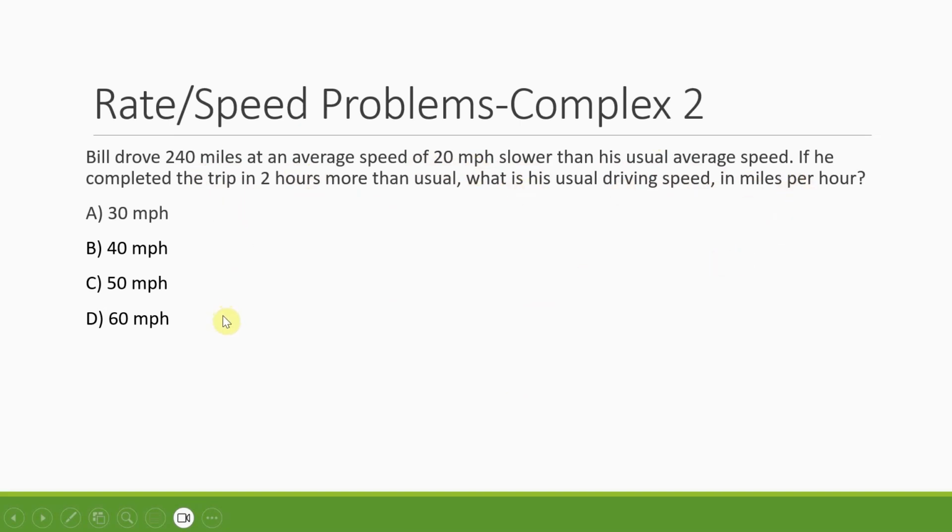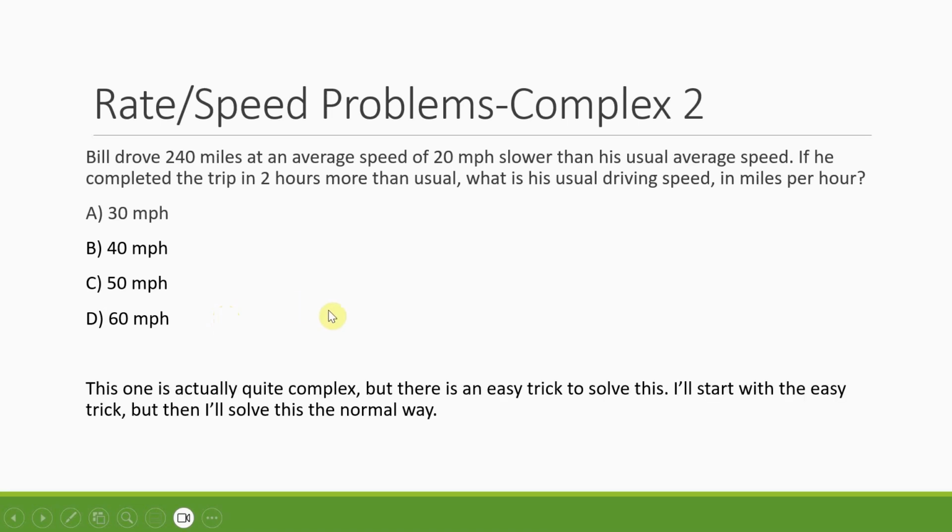And here's your answer choices. So this one's actually quite complex. Now there is, though, an easy trick to solve it. So I'm going to start by solving it with that trick, and then I'll solve it the normal way so you can see whichever way makes more sense to you.